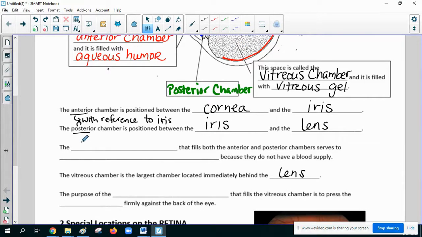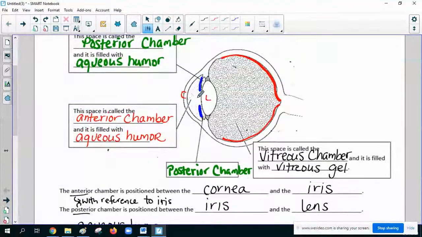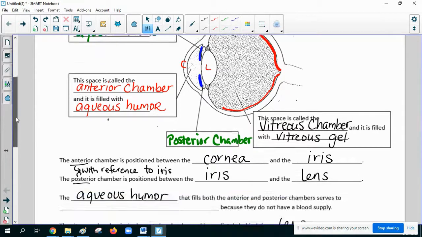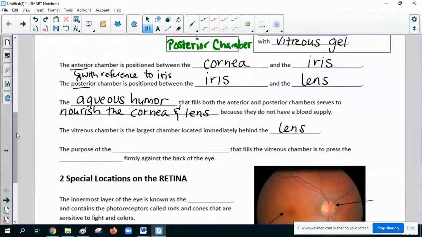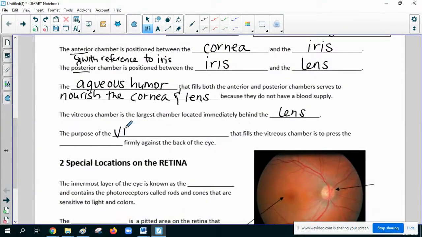Okay, and for this blank, the aqueous humor that fills both the anterior and posterior chambers serves to, remember what I told you it did? It provides nourishment for the cornea and the lens because they lack their own blood vessels. And then the purpose of the vitreous gel that fills the vitreous chamber is to press the retina firmly against the back of the eye.